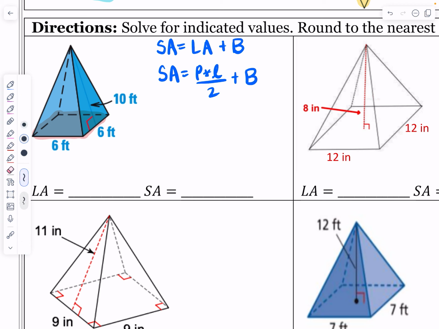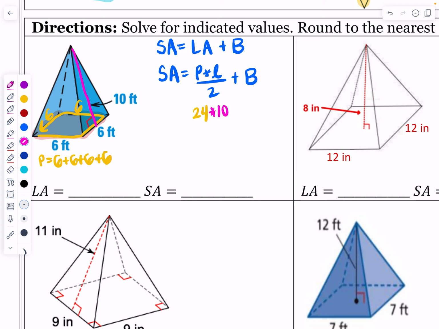So we need the perimeter of the base first. P stands for perimeter of the base. So what is my perimeter of the base going to be? That is going to be 6 times 4. Perimeter is going to be equal to 6 plus 6 plus 6 plus 6, or 6 times 4, either way. So what does that give me? My perimeter is going to be 24. What is my slanted height of those walls? The slanted height of those walls is going to be 10, so that's my L. And we want to multiply those together and divide by 2.